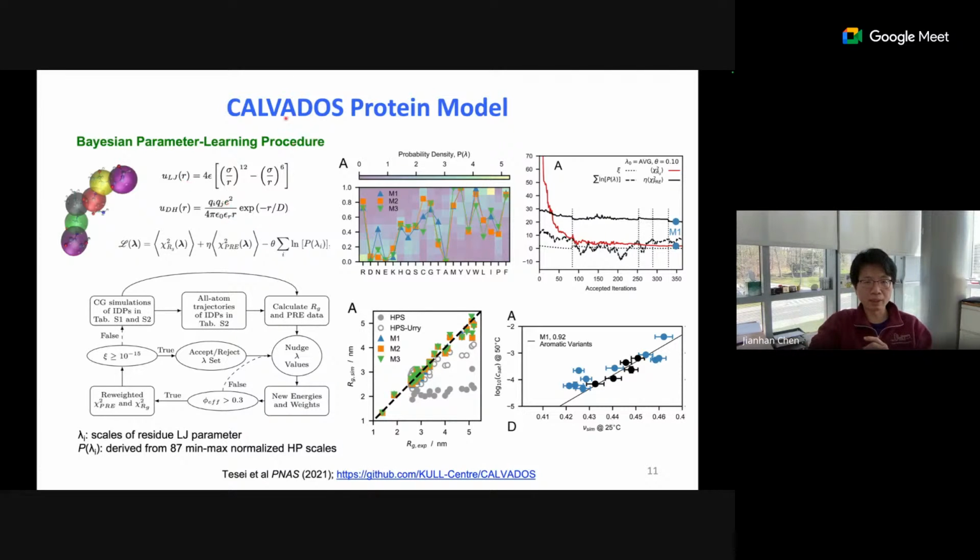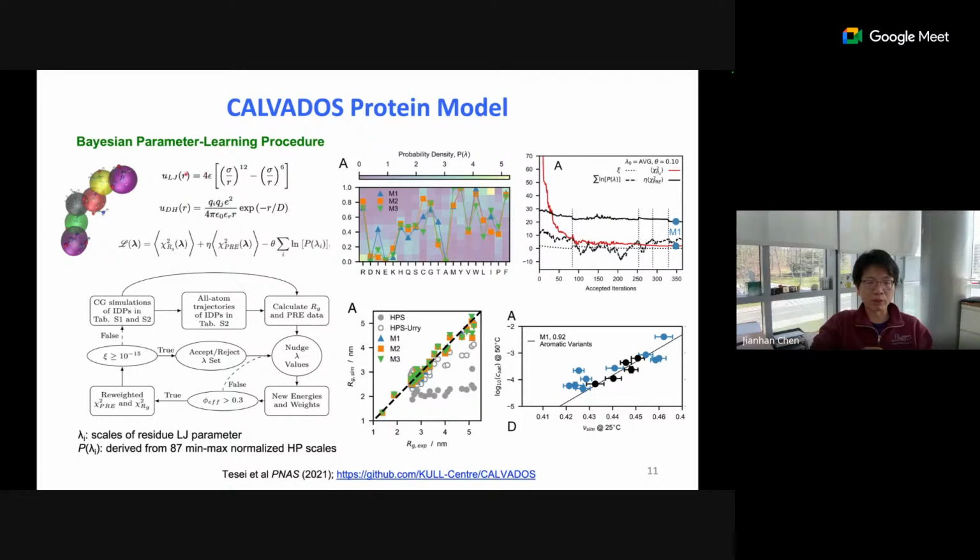The main thing in this CALVADOS model is that they use a more systematic optimization approach, right? It uses a Bayesian-based approach. In this loss function, these are the chi-square of certain key parameters. Rg is the radius of gyration, which captures how big these disordered chains are. Then this PRE, which is a little harder to explain, is an NMR experimental measurement that can capture pairwise distances within the polymer chain. So essentially you have these two chi-square terms, which are regularized by a prior distribution of the lambda.